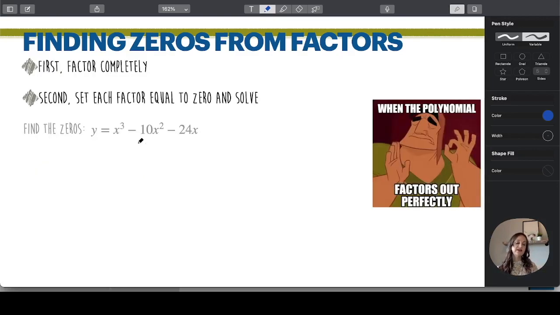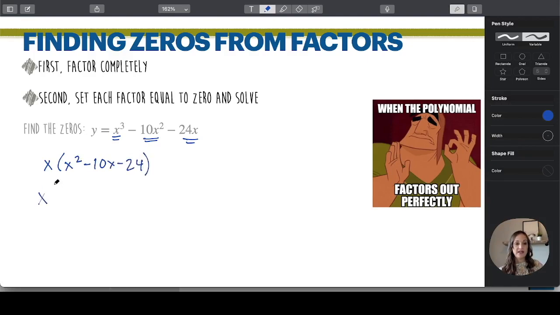So here's how you would go from the very beginning of a polynomial. You would factor it, and then you would take each factor, set it equal to 0, and then you'll be able to actually solve for all the factors. So, for example, always see if there's anything in common. There is. You can actually pull out an x. And if you factor an x out, you'll be left with x squared minus 10x minus 24.